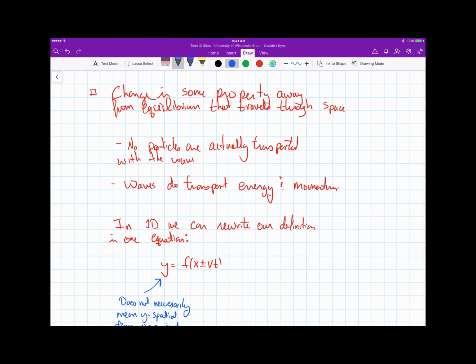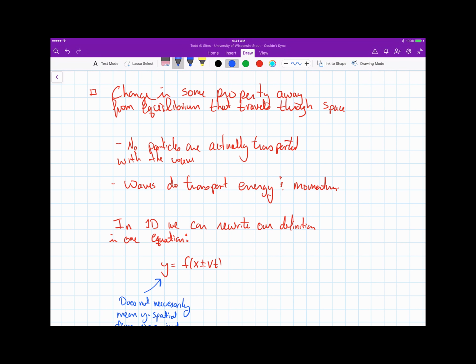When we think of waves, we think of sound waves, we think of water waves, and I want to broaden that definition a little bit. So for us as physicists, really what it comes down to is a wave is some sort of change in any property of the system that actually travels through space.